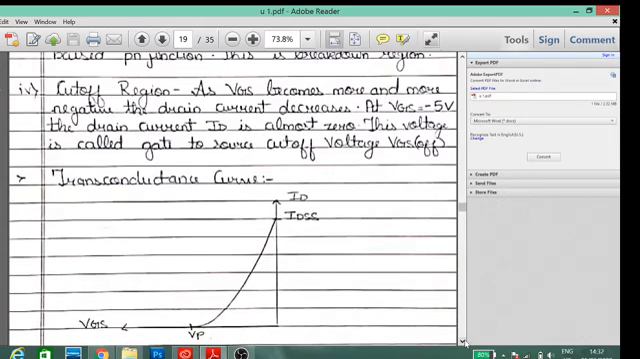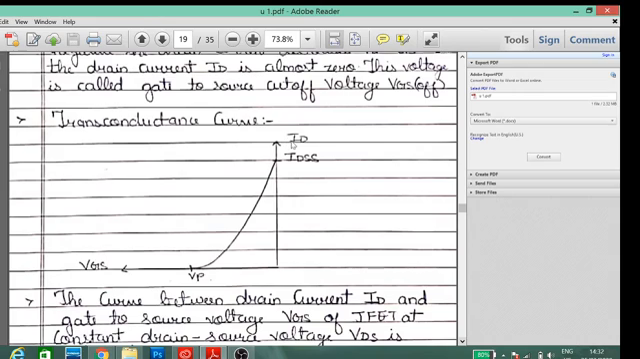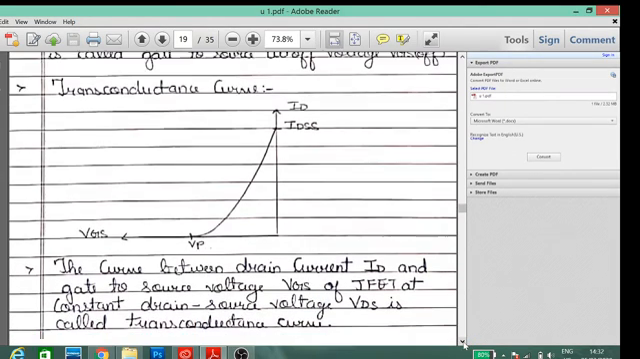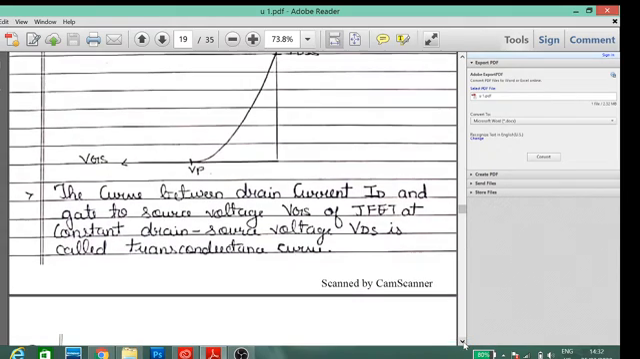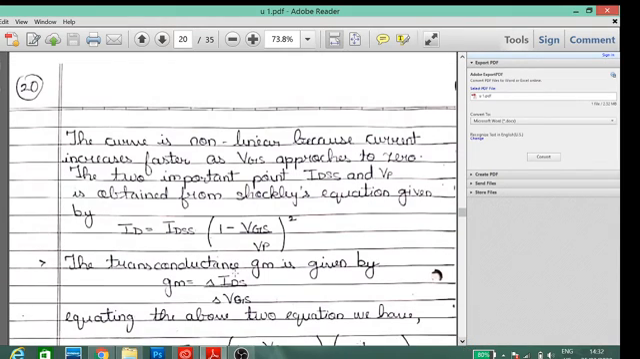Transconductance curve. This is the graph of ID versus VGS. The curve between ID and VGS is called the transconductance curve. That means one upon the resistance between ID and VGS. The curve is non-linear because the current increases faster as VGS approaches zero. The important point is the Shockley equation: ID equals IDSS times (1 minus VGS divided by VGS(off) or VP) the whole bracket squared.